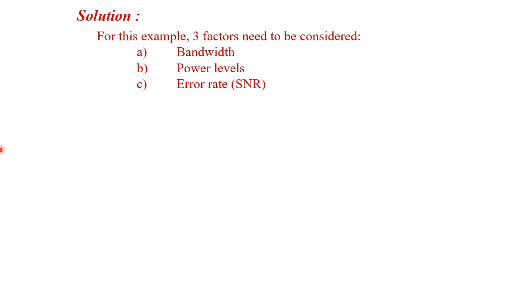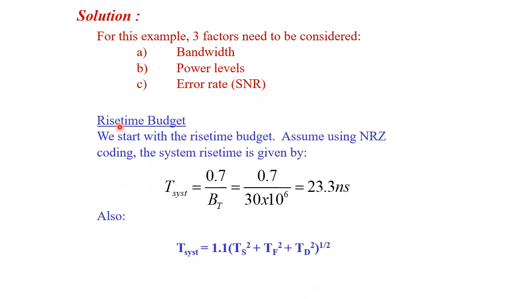So we'll proceed with this solution. For this example, there are three factors that have to be considered. One is bandwidth, second one is power levels, third one is error rate, that is signal to noise ratio. So we start with the rise time budget. Assume that there is a non-return to zero coding.